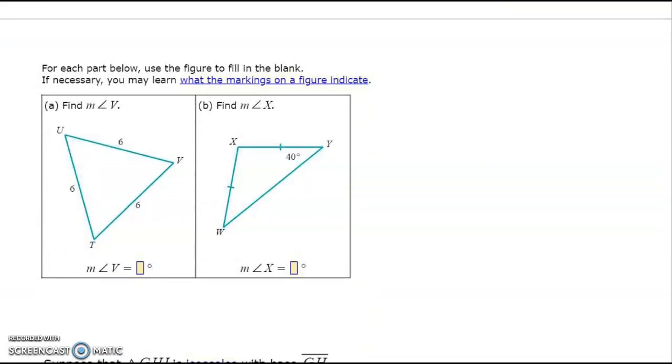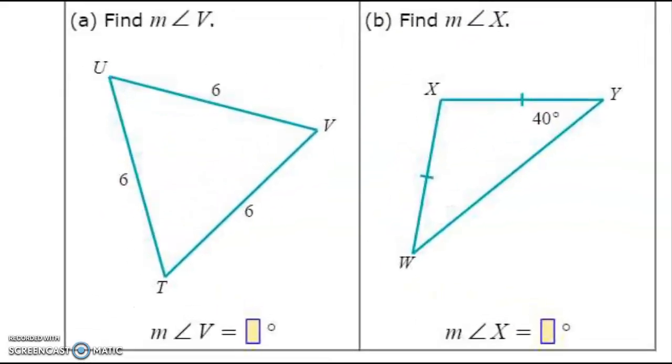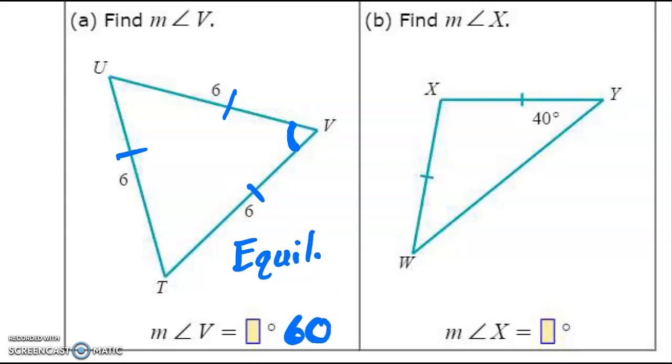So down here, we're looking at a scenario where we are not given any angle measures and we're asked to find this angle. But what do we notice? All three sides are the same, which means this has to be an equilateral, which there's only one way to set all three angles congruent, which is that they're all 60 degrees.